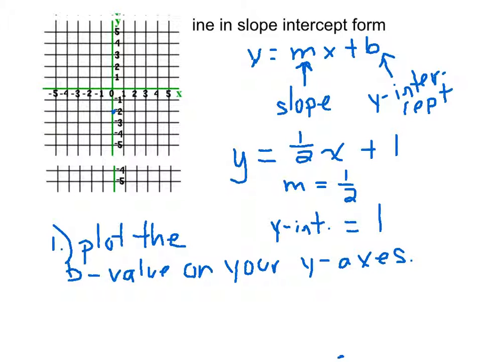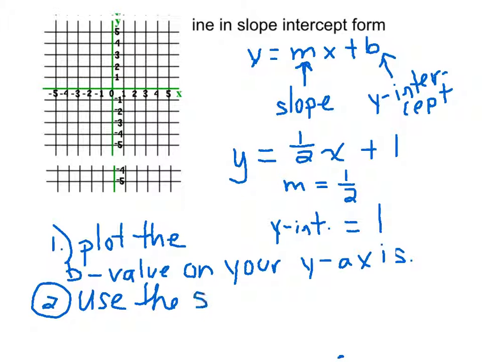It's probably supposed to be an I, huh? That's alright. I'll do the best I can. Plural, I think, is axes. After we do that, we're going to use the slope. We go back to the slope, and we're going to use the slope to plot the next point. Use the slope to plot next point.